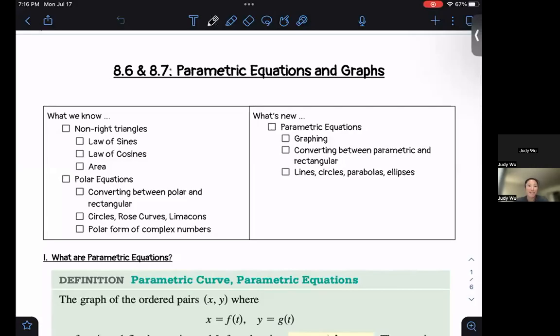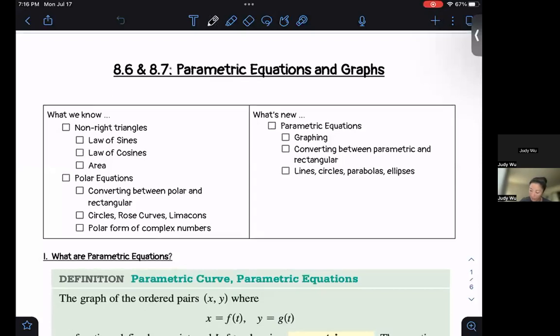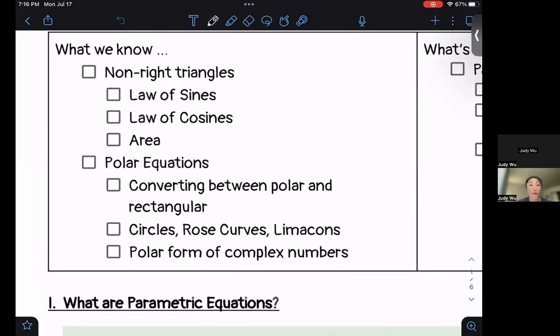Hi, folks. Welcome to 8.6 and 8.7, parametric equations and graphs. In this video, we're going to take a look at what it means to be a parametric equation, how to work with it, and maybe also some uses of it. So let's start with what we know.